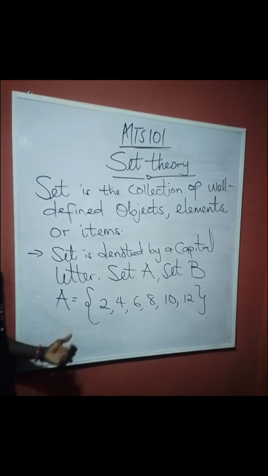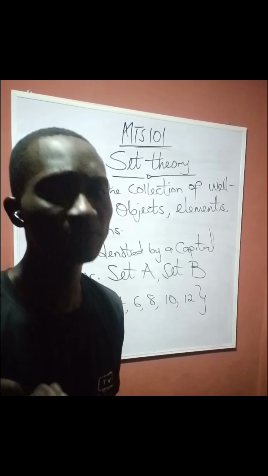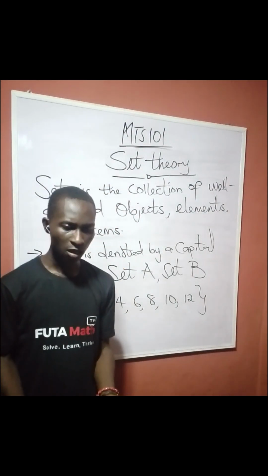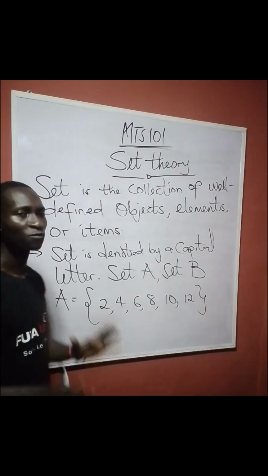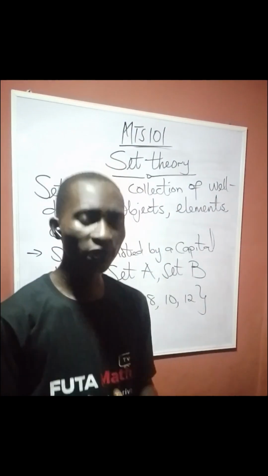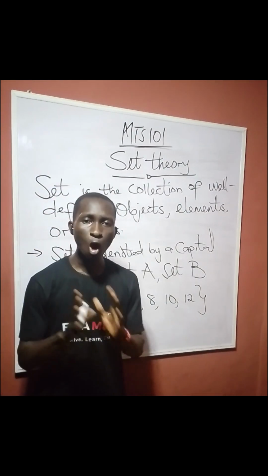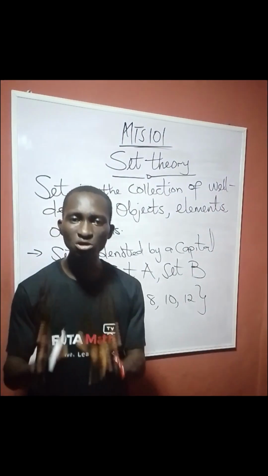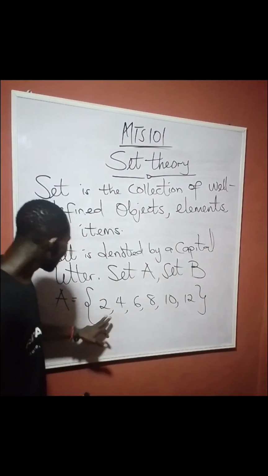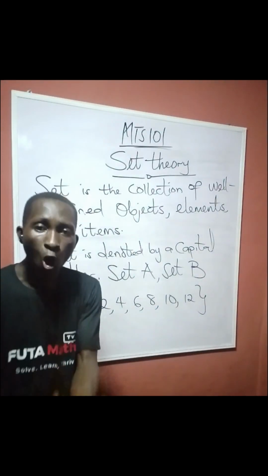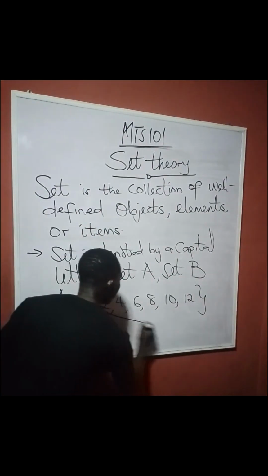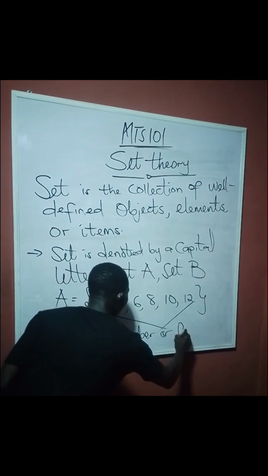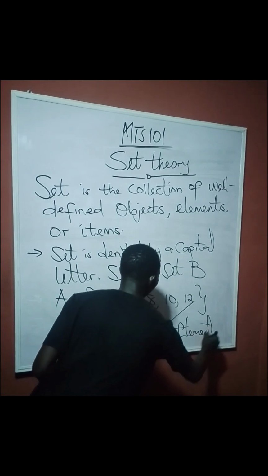Now, we have other ways in which we represent sets, representations of sets, or how do we denote sets? Now, that is the next thing. After understanding, don't forget that set is a collection of well-related or well-defined objects, items, or elements. And I told you that a set is denoted by a capital letter, and items in a set are called a member or element. So these are called members of set A. You can call them members or you call them elements of set A.